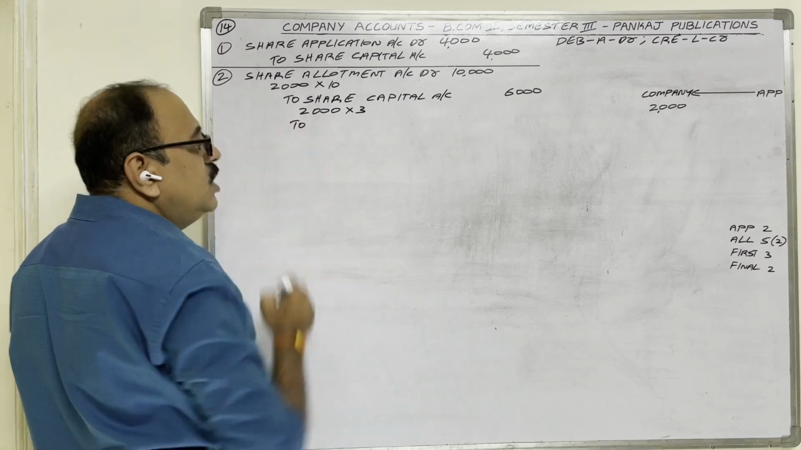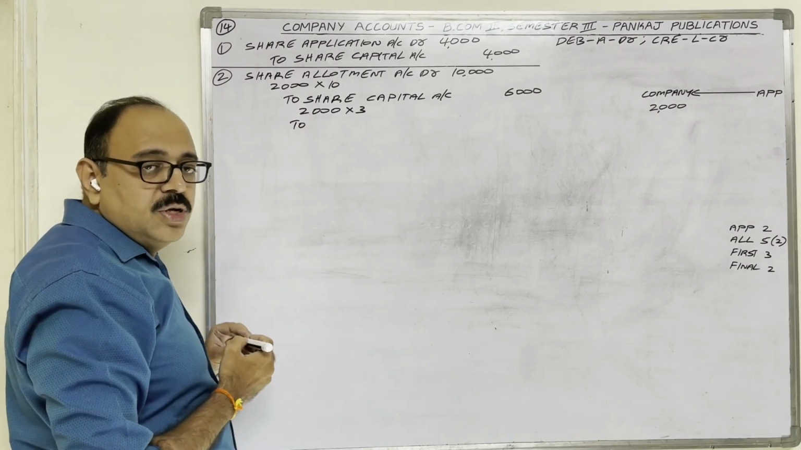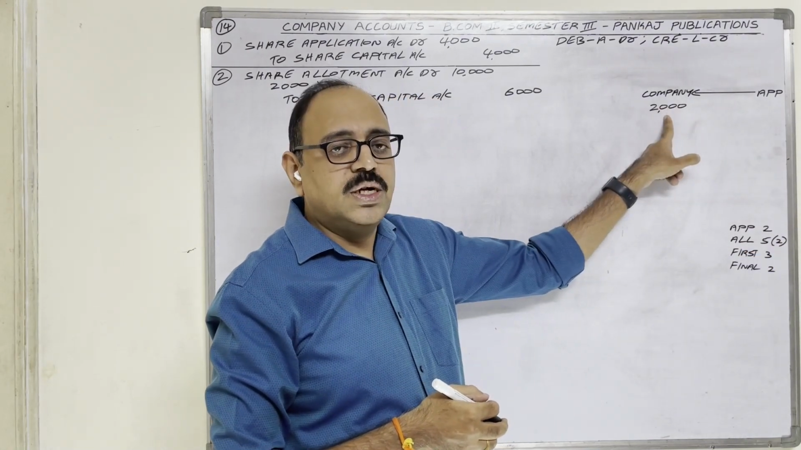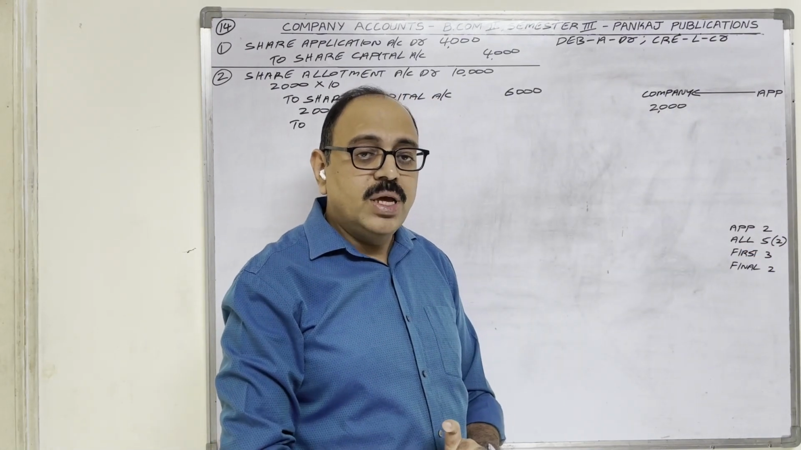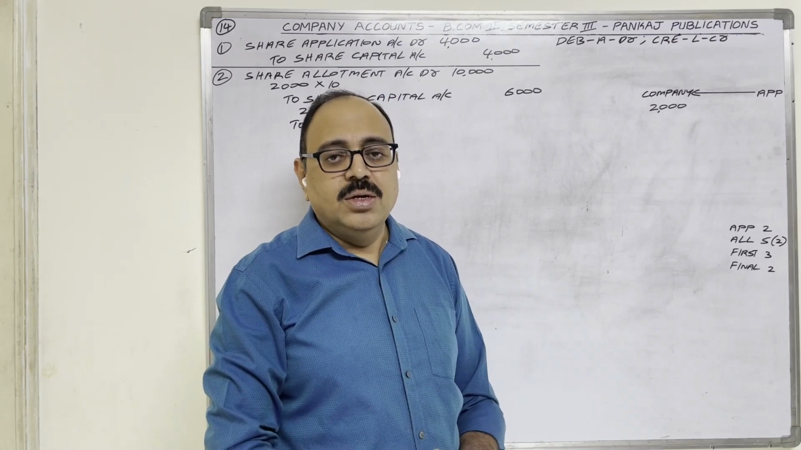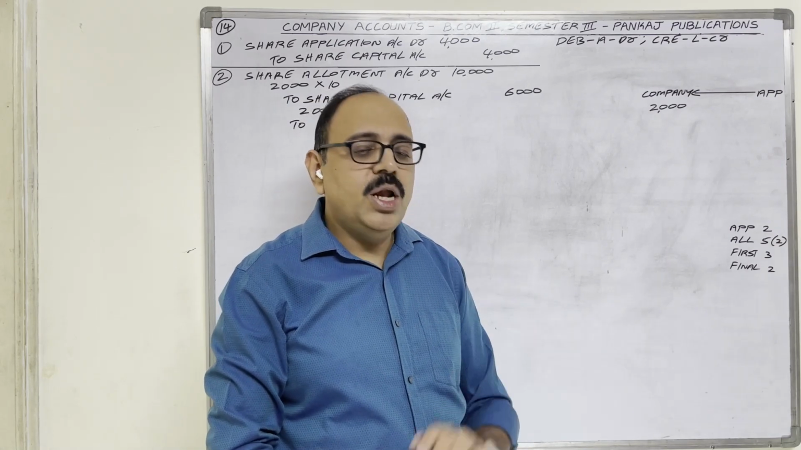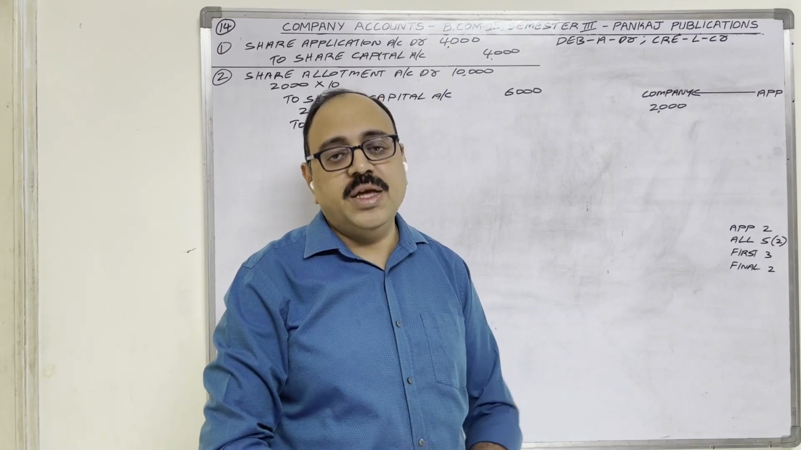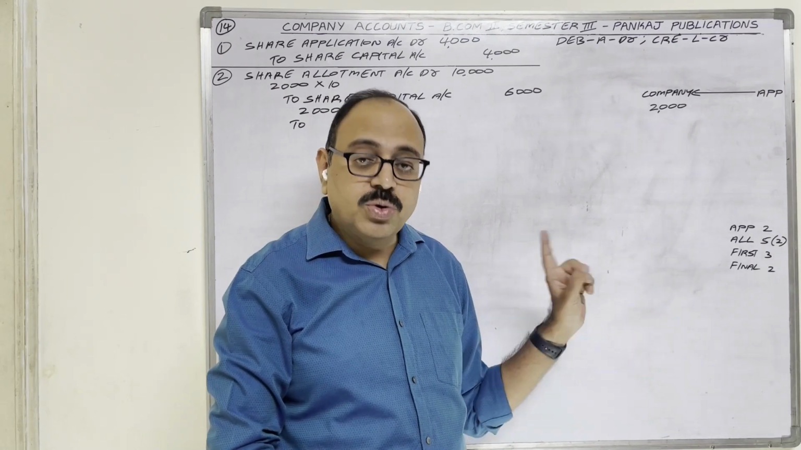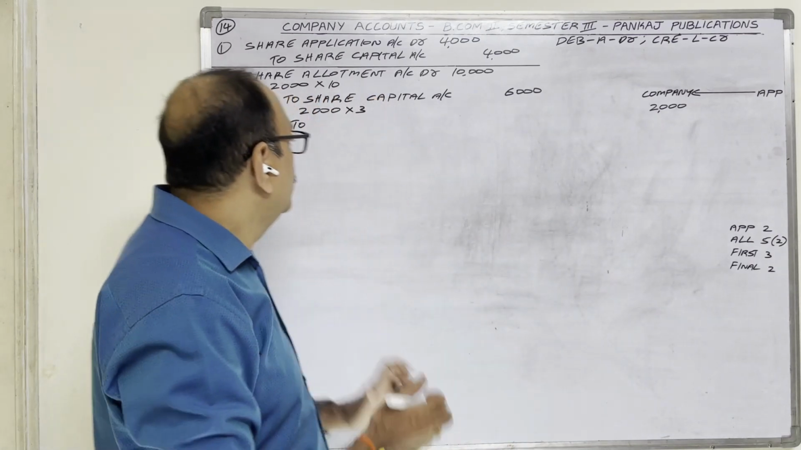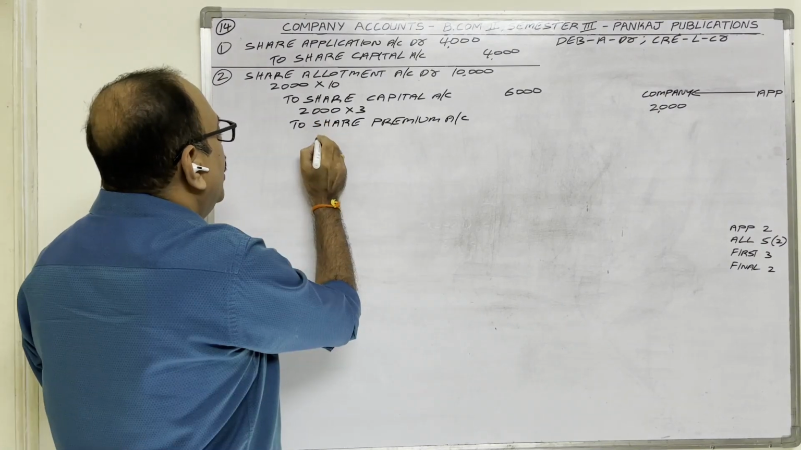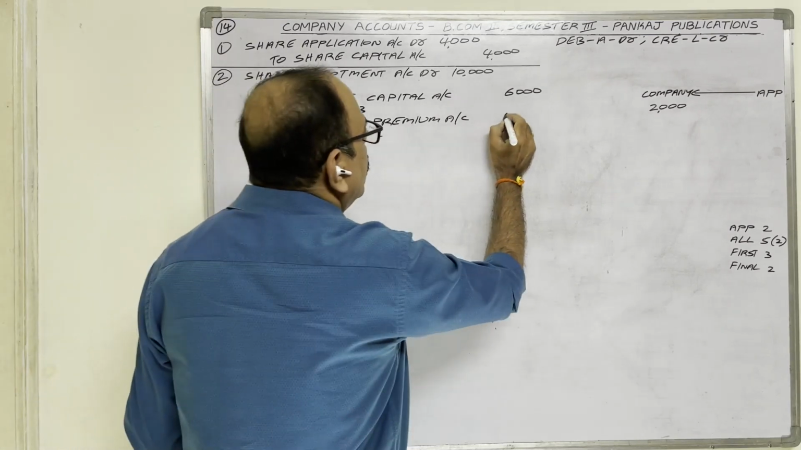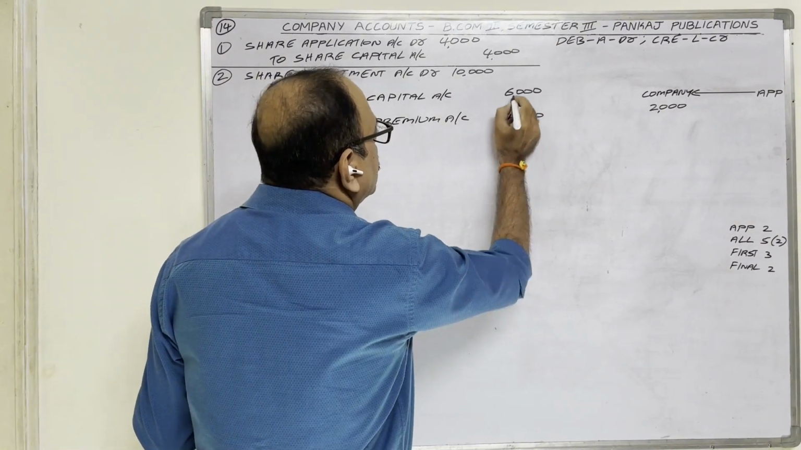Then remaining 4,000 is what? Share premium. So on one share, premium is 2 rupees into 2,000 shares, 4,000. That amount is a capital gain to the company. So capital gain comes under nominal account. Nominal account rule: debit all expenses and losses, credit all incomes and gains. This is capital gain. We should credit to share premium account. Amount on 2,000 shares at the rate of 2 rupees each, 4,000 is premium amount.